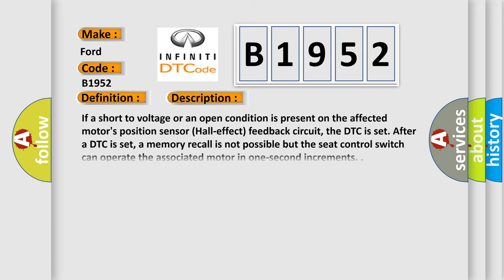And now this is a short description of this DTC code. If a short to voltage or an open condition is present on the affected motor's position sensor Hall effect feedback circuit, the DTC is set. After a DTC is set, a memory recall is not possible, but the seat control switch can operate the associated motor in 1 second increments.